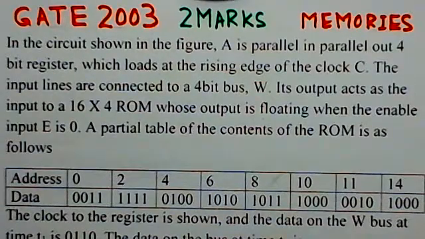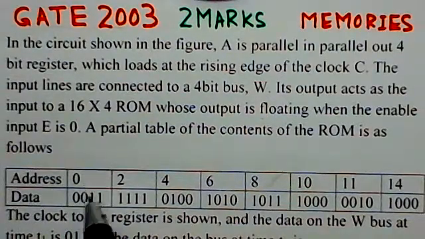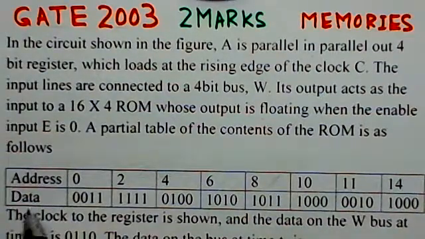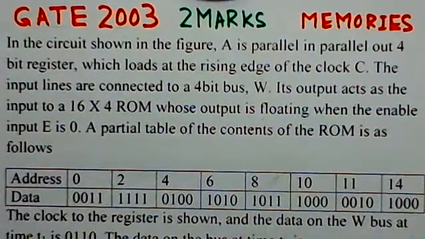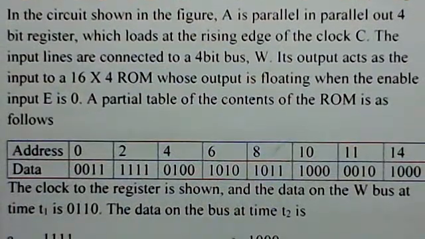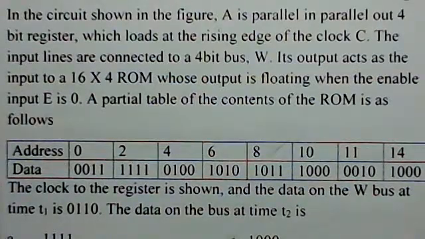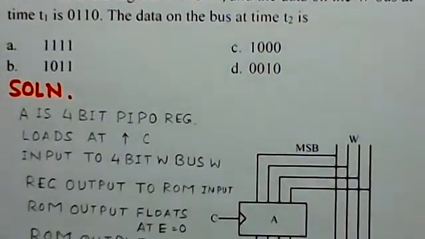The table of contents of the ROM, that means these are the address locations. Partial means not all address locations are given the data, like 0, 2, 4, 6, 8 are given the data, and this is the corresponding data on the ROM at these address locations. The clock to the register is shown, and the data on the W bus at the time T1 is 0, 1, 1, 0. The data on the bus at time T2, we have to find. So we'll see the figure here.